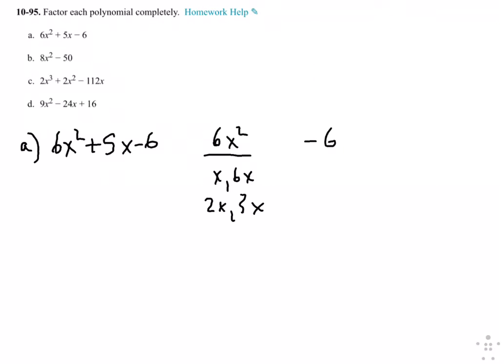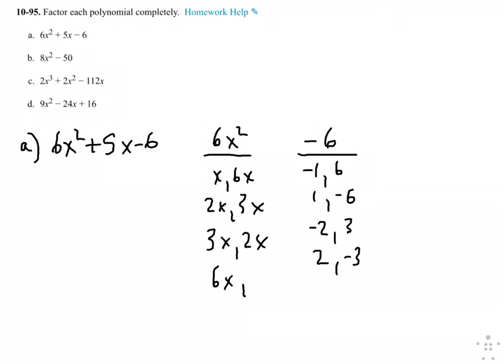Then for negative 6, I have negative 1 and 6, 1 and negative 6, negative 2 and 3, and 2 and negative 3. Now I have to flip one of the columns, right? So I could flip this one: 3x, 2x, 6x, and x. And we're looking for a positive 5 as the middle term. And if we do that, it looks like, what's that, 9 minus 4, right?